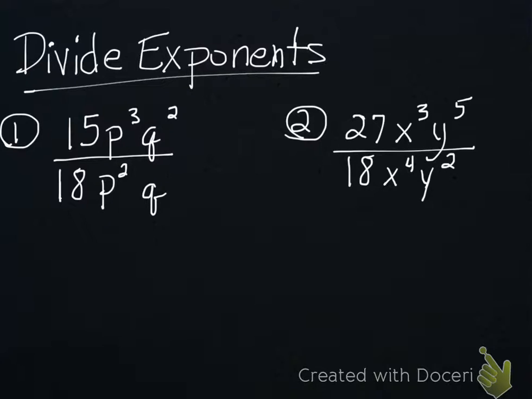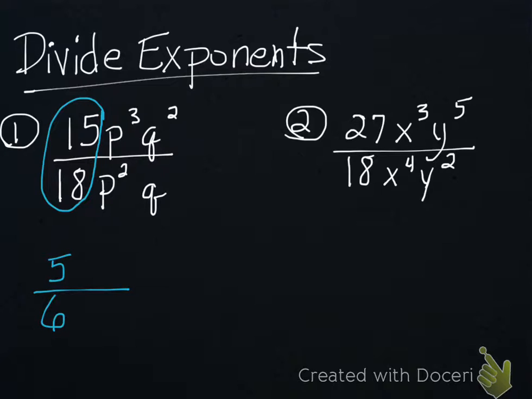So in problem number 1, remember, we have a monomial over monomial, so we're going to look at like things. Looking at our coefficients, we have 15 over 18. Now 15 and 18 are both divisible by what number? That would be 3. So I'm going to get a 5 over a 6.